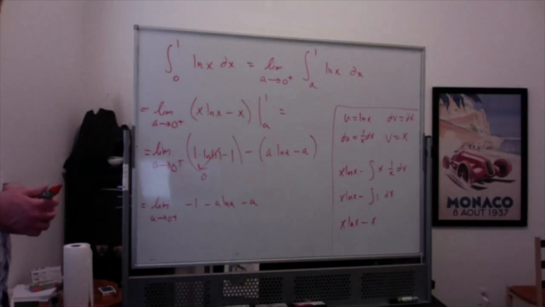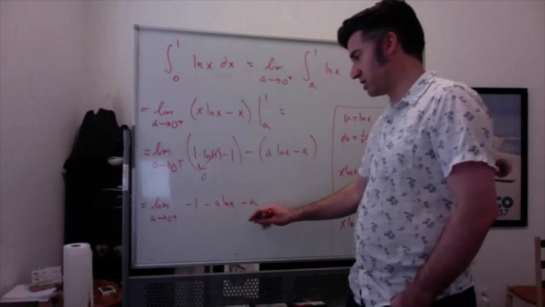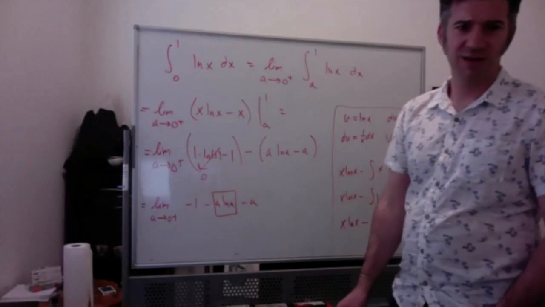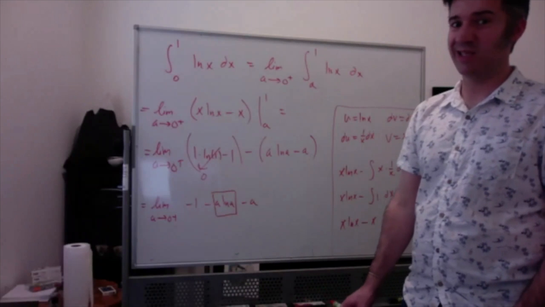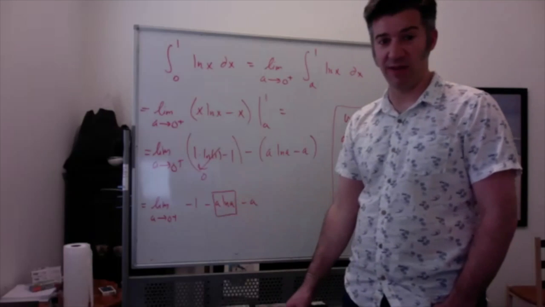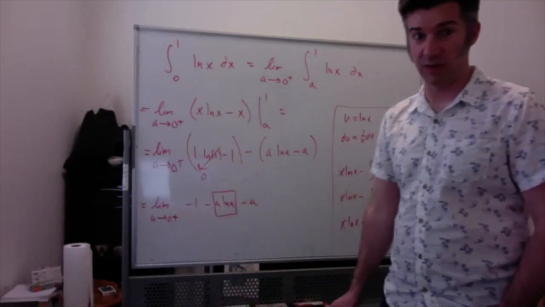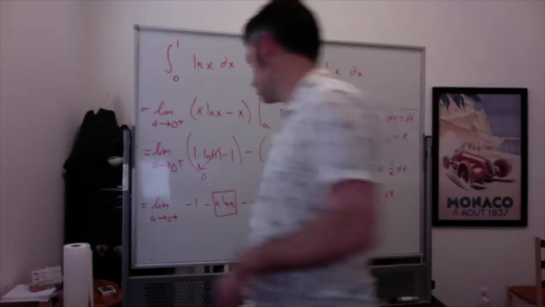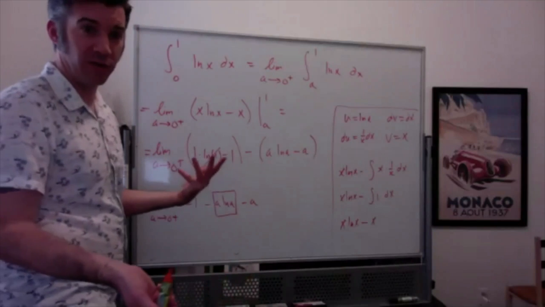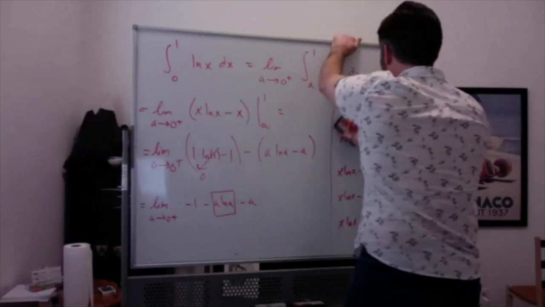Okay, now here's the question. This part's negative 1, this part's clearly 0. What about this part? Well, shoot, it's an indeterminate form. It's 0 times negative infinity. And to find that limit, we actually need to use L'Hopital's rule. So let's find some board space. Let's do it over here.